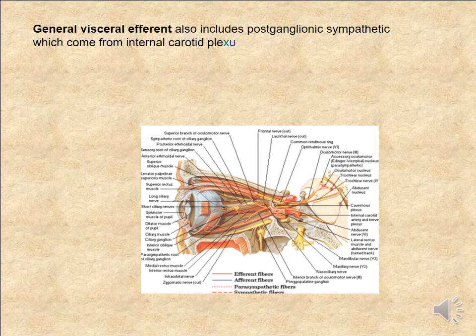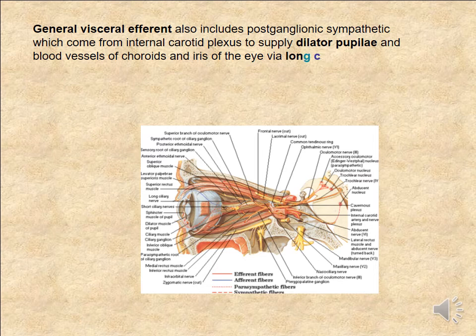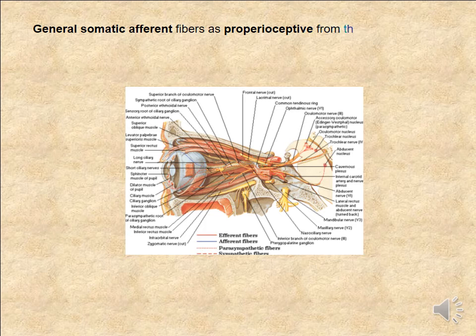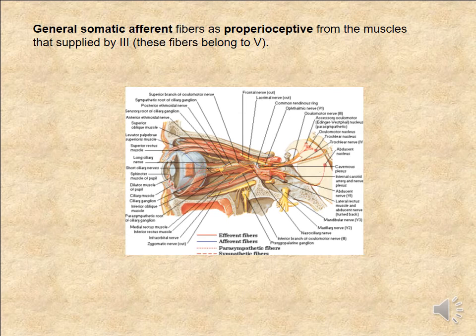The general visual efferent also includes postganglionic sympathetic fibers, which come from the internal carotid plexus to supply the dilator pupillae and the blood vessels of the choroid and iris of the eye via the long ciliary nerves, and the smooth muscle of levator palpebrae superioris. The third nerve also contains postganglionic sympathetic fibers. The general somatic efferent fibers are proprioceptive from the muscles supplied by the third cranial nerve. These fibers belong to the fifth cranial nerve.